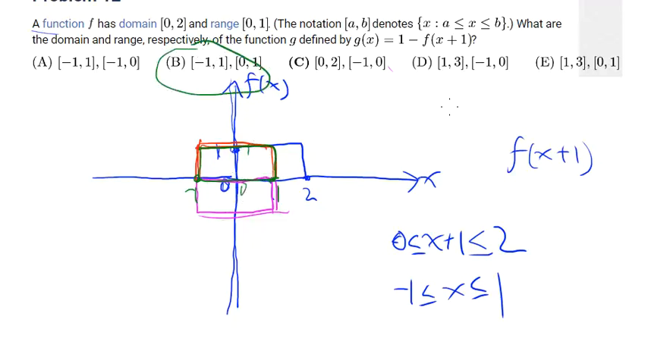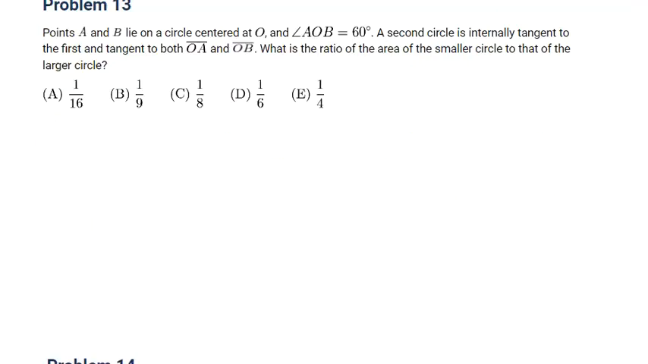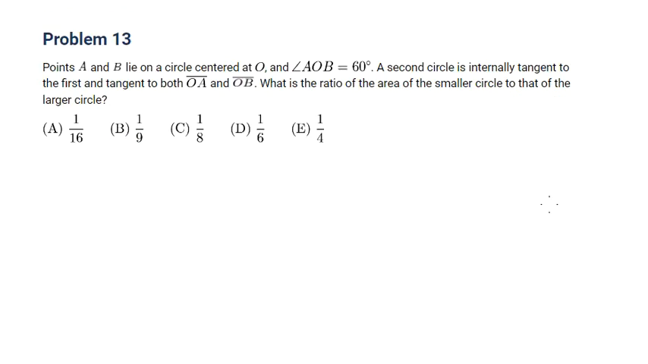B. Problem 13. Points A and B lie on a circle centered at O, and angle AOB equals 60.